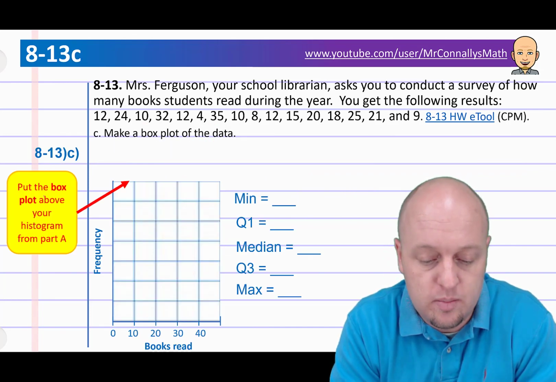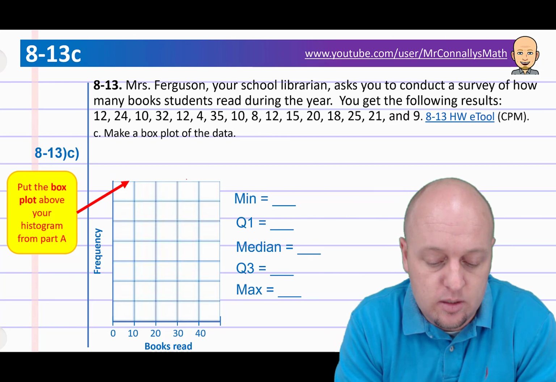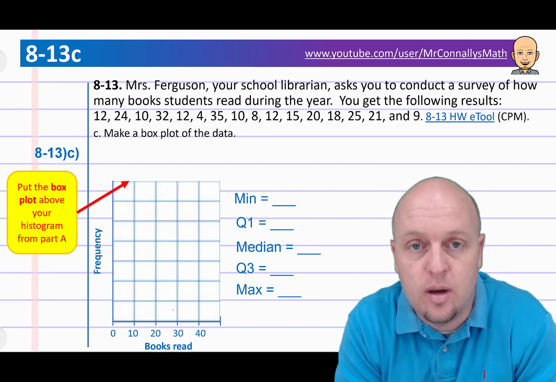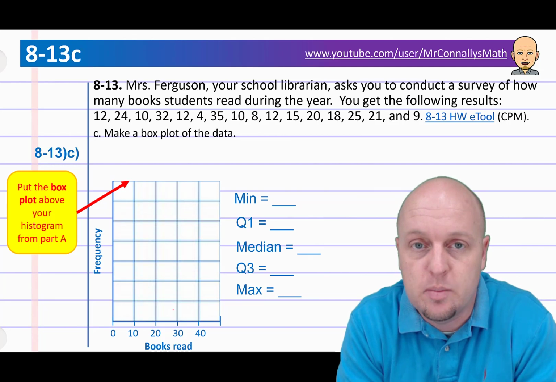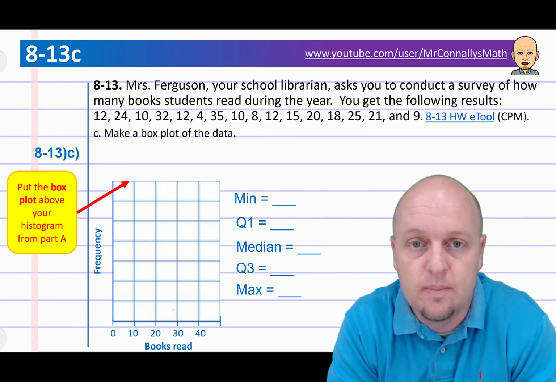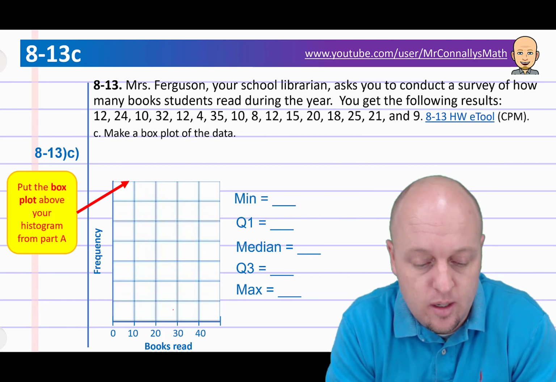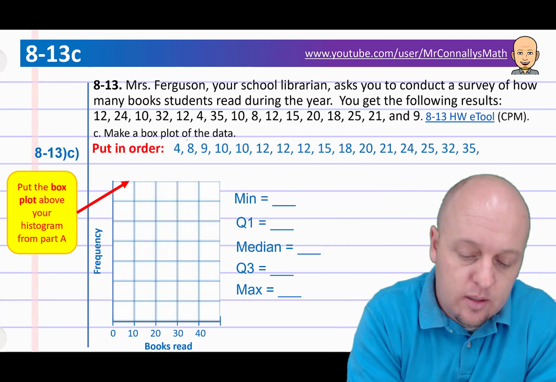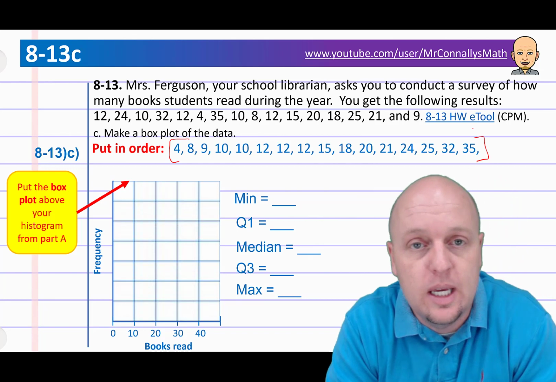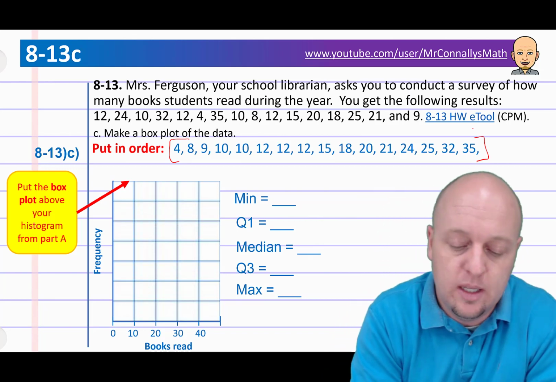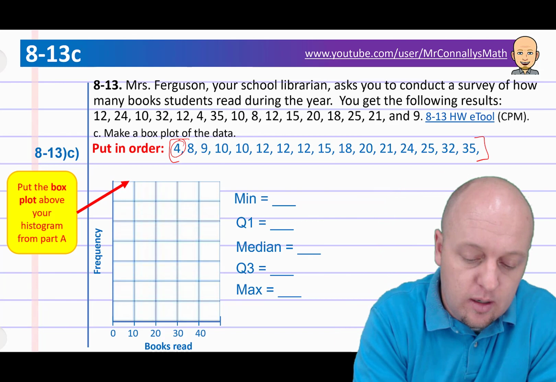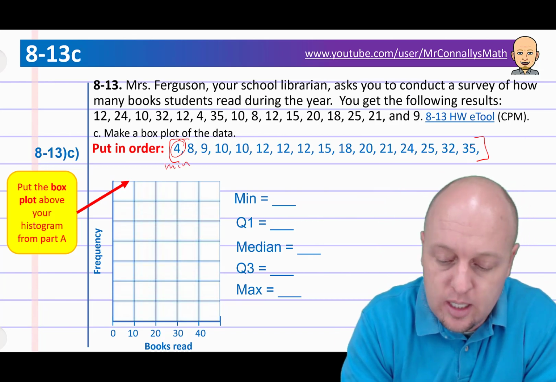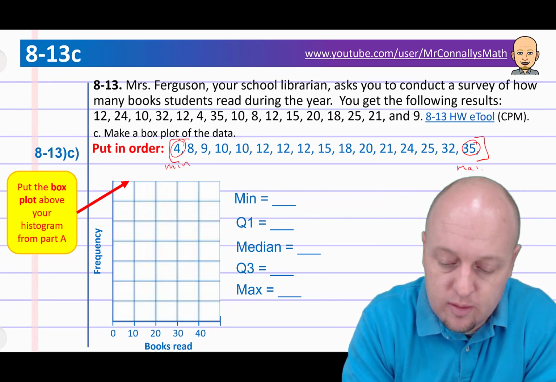Part C, they want you to make a box plot of the data and put it above the histogram. Remember in class we talked about combining the box plots and the histograms together to look at the distribution, spread, and shape of the data. First thing we have to do is put them in order from least to greatest. We've already done that. Now to make a box plot, we need the 5-number summary, which starts with the minimum, this number right here. And the highest number would be the maximum, 35. Those numbers will go here and here.